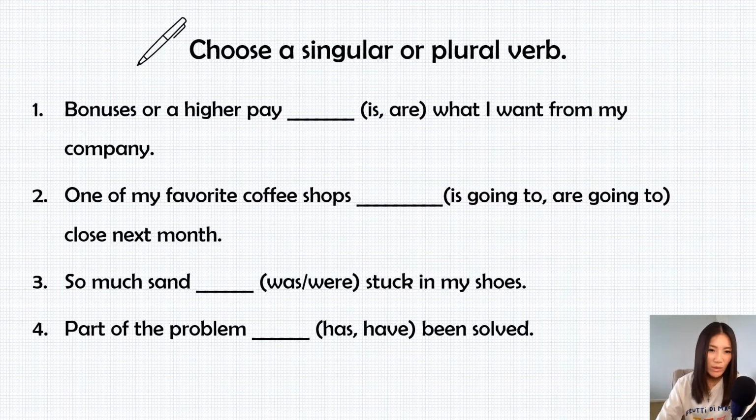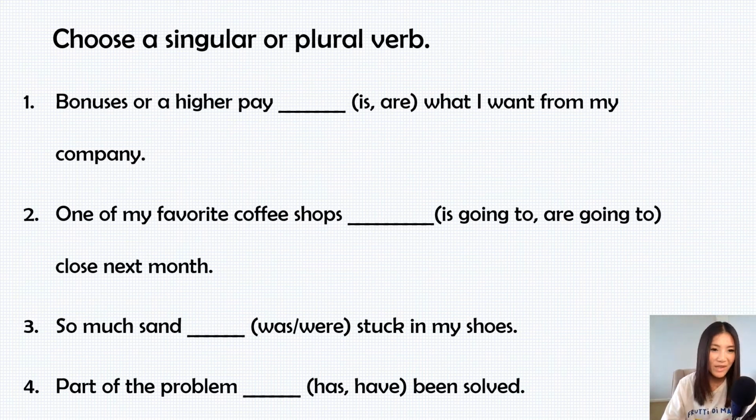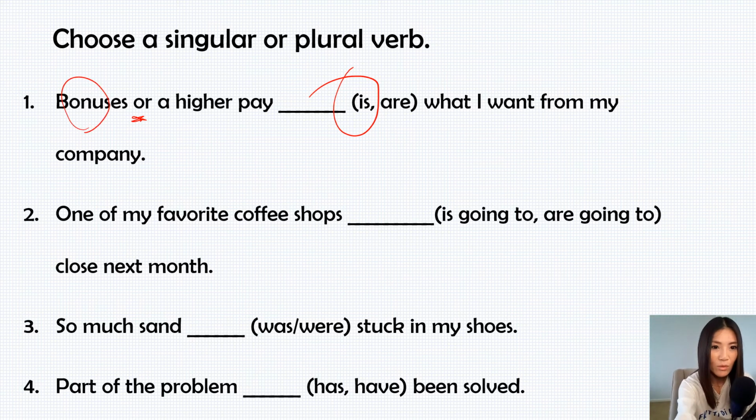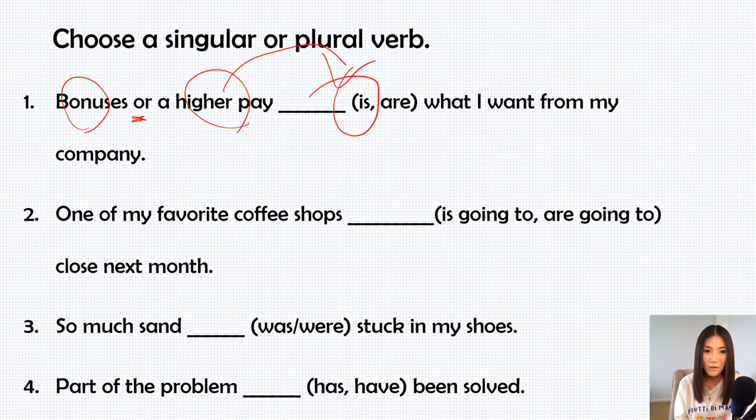Now let's do this quick worksheet together just to confirm what we went over today. We're just going to answer these 4 questions. We're going to choose between a singular or plural verb. And please pause this video for more time. Okay, let's go over the answers together. Number 1, bonuses or a higher pay is what I want from my company. So again, I have or, but one is plural, one is singular. Singular is closer to the verb, so I'm going to choose the singular verb.